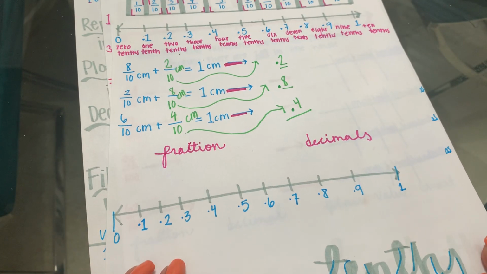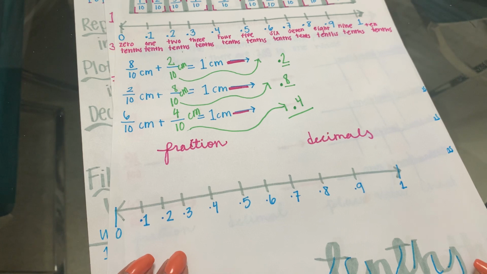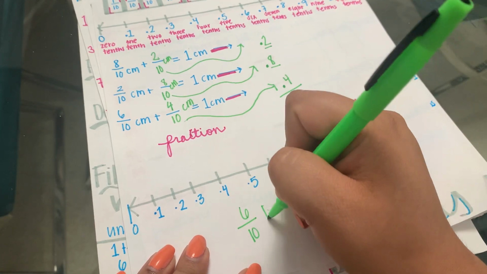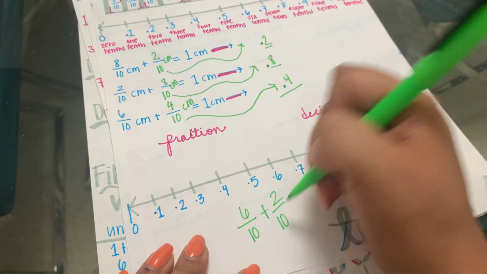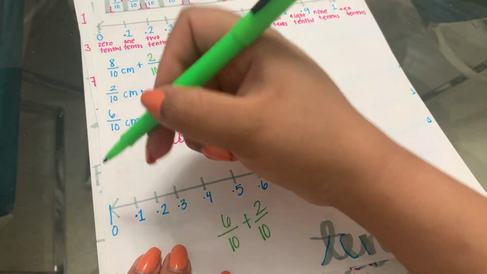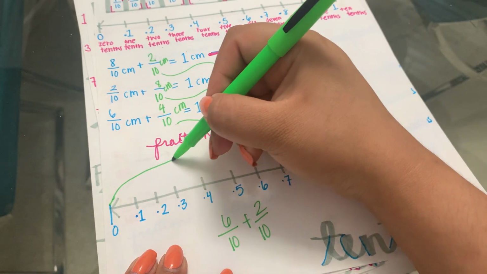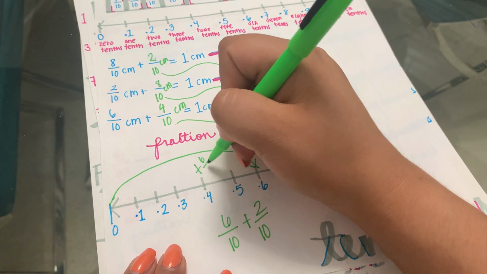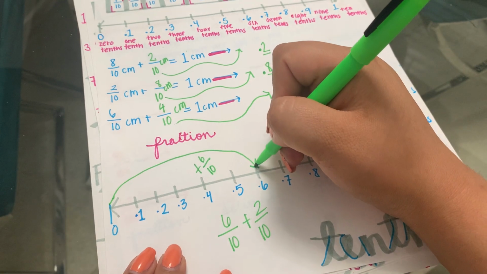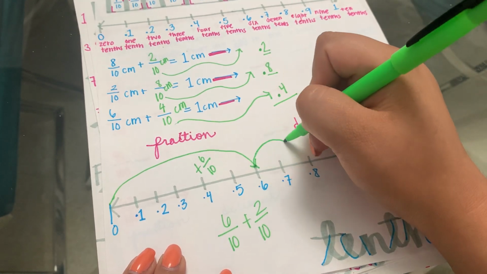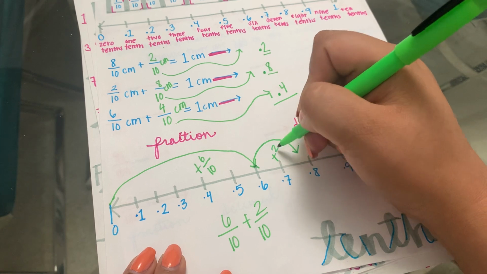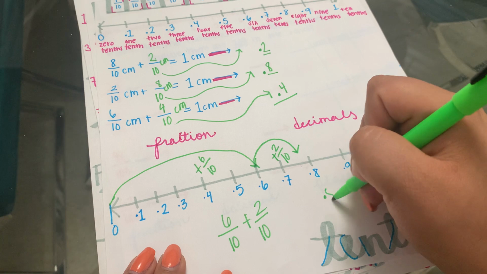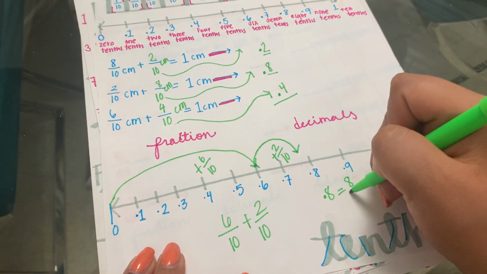Now, say that I asked you to plot the number 6 tenths plus 2 tenths. You would go plus 1, 2, 3, 4, 5, 6. So that's plus 6 tenths. That's where you should start off. Plus 2 tenths. I'm going to jump 1, 2 tenths plus 2 tenths. So 6 plus 2, you end up at 0.8, which is equal to 8 tenths.